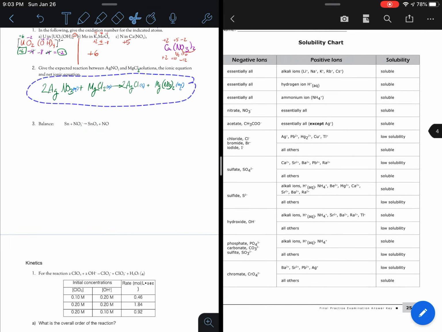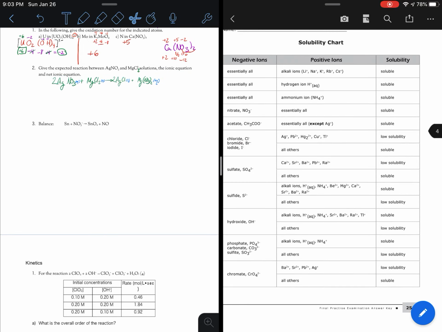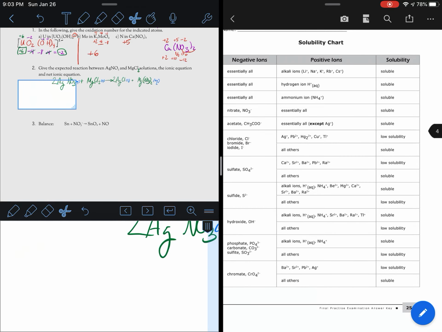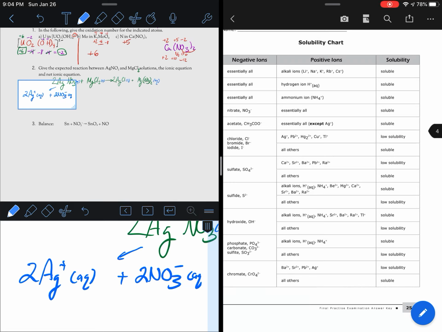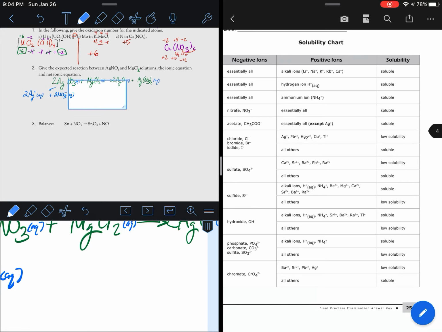So then it does ask for net ionic equations, ionic equations. So that means we need to do a little bit of work here. Remember that our ionic equation means that the aqueous system is going to be split up. So anything that is considered aqueous will be split up into its ions. And so that means the magnesium 2 as well.